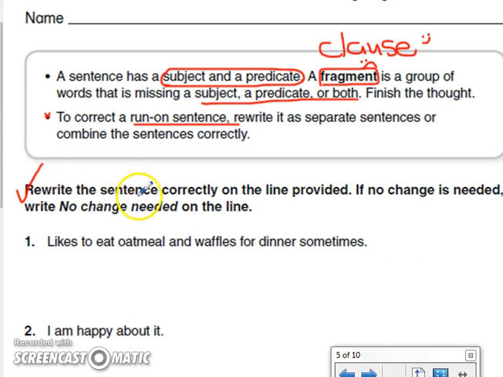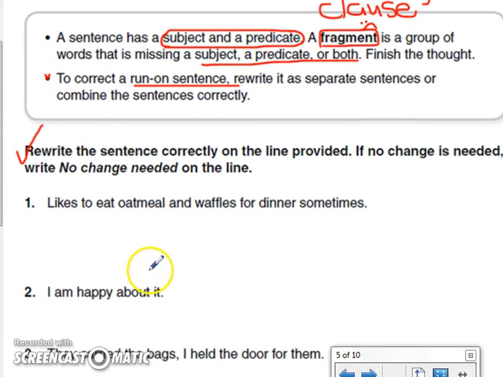Check mark. Rewrite the sentence correctly on the line provided. If no change is needed, write no change needed on the line. So what you're going to do is read the sentence and see if it makes sense. If you think it's wrong, I want you to rewrite it. If you think it's correct, just write no change. Here we go. Likes to eat oatmeal and waffles for dinner sometimes.